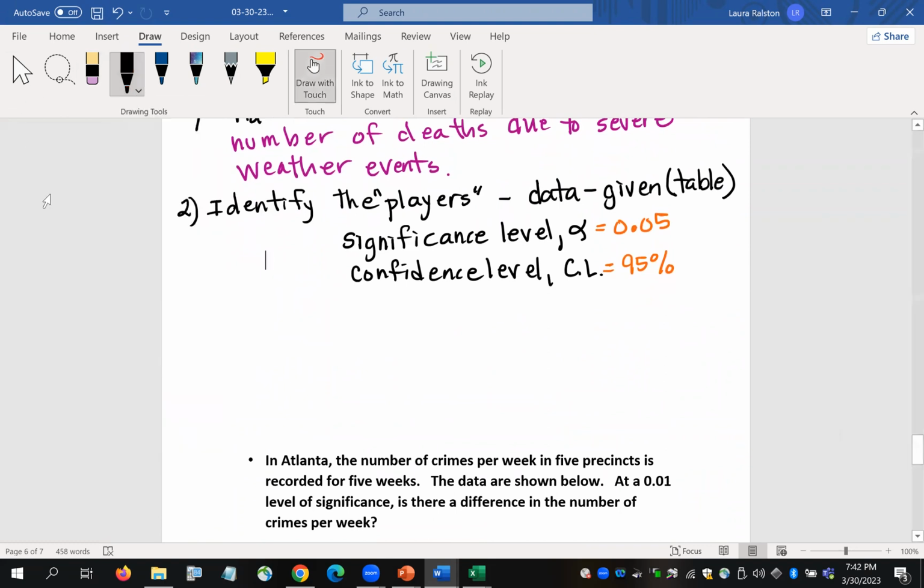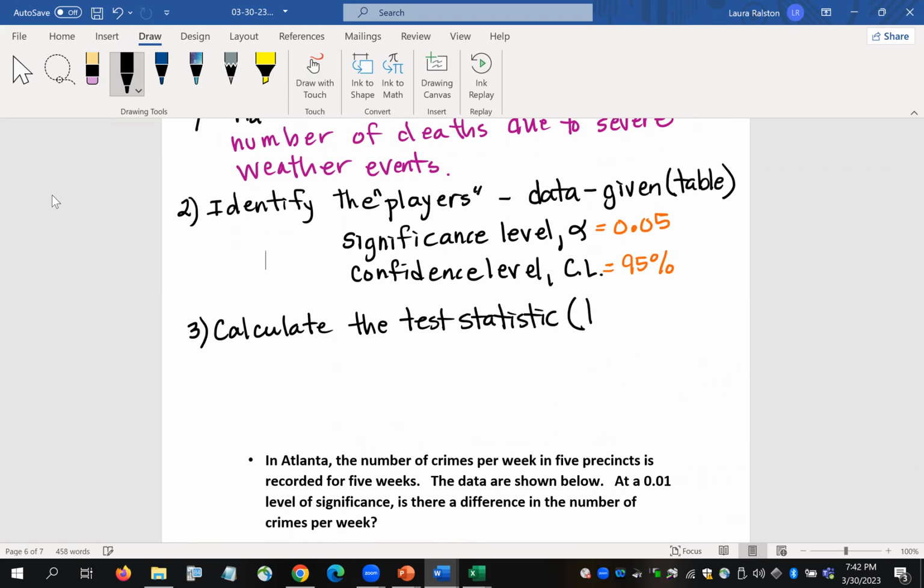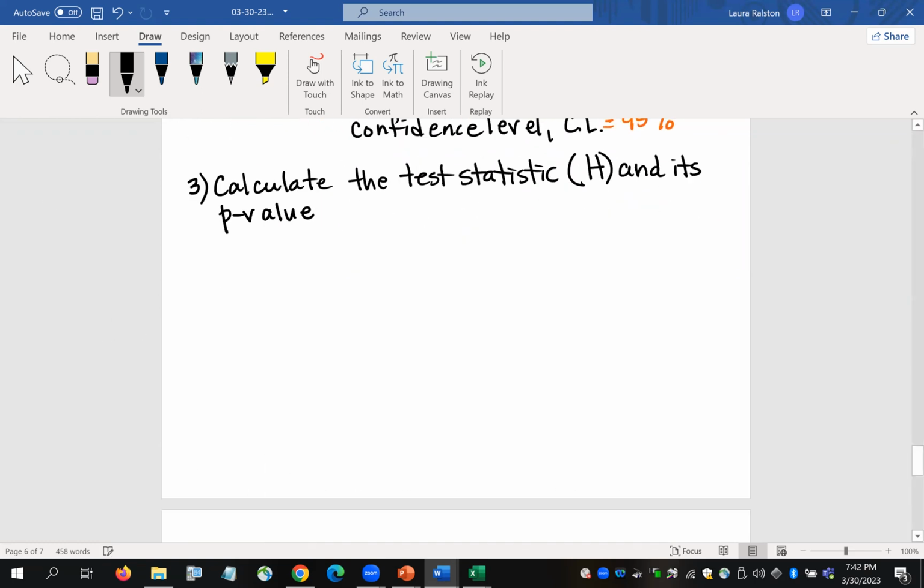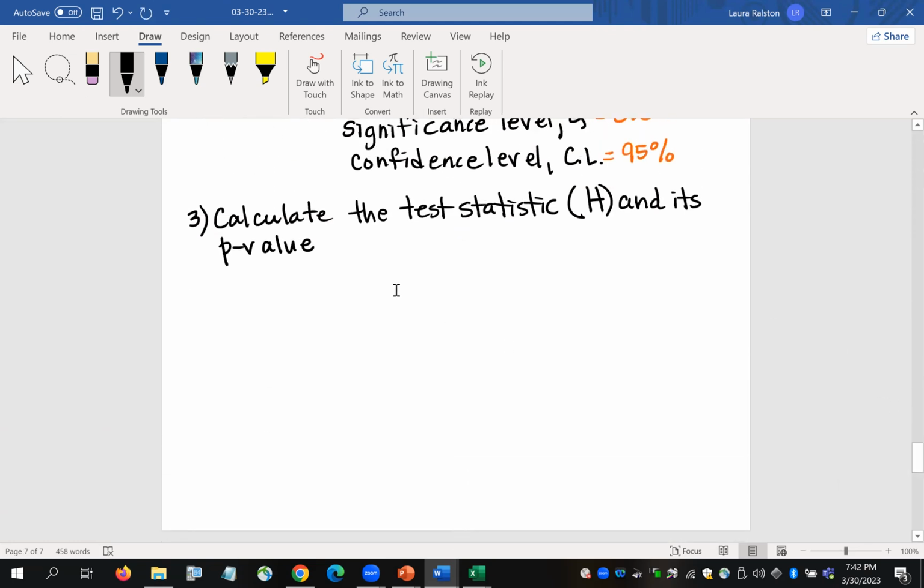Third step is to calculate the test statistic, which is going to be the H, and its p-value. Now, Minitab's going to do most of the work here for you behind the scenes.